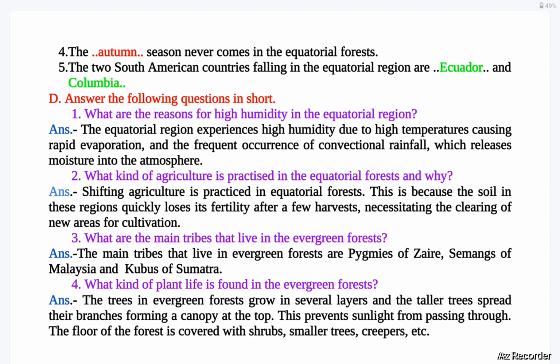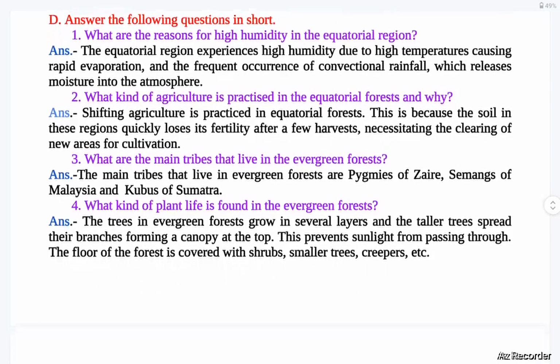So second question is, what kind of agriculture is practiced in the equatorial forests and why? Answer is, shifting agriculture is practiced in the equatorial forests. This is because the soil in these regions quickly loses its fertility after a few harvests, necessitating the clearing of new areas for cultivation.